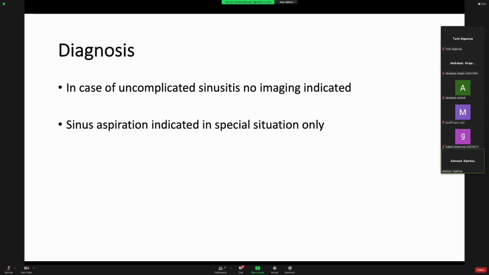Unless we think about a complication, like a brain abscess or something, then we will do imaging. And also if the patient is not responding to antibiotics, we will do imaging, and sometimes we'll do sinus aspiration just to get susceptibility.